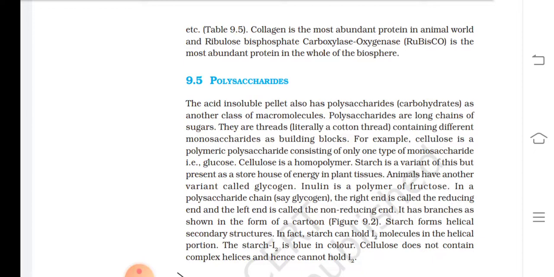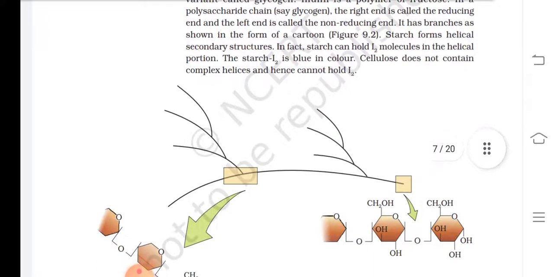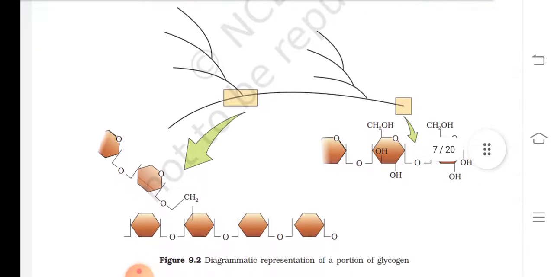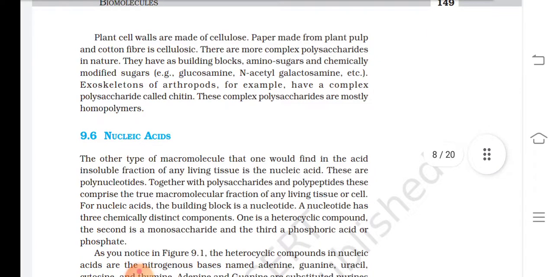Starch forms helical secondary structure. In fact, starch can hold I2 molecules in the helical portion. The starch-I2 complex is blue in color. Cellulose does not contain complex helices and hence cannot hold I2. Plant cell walls are made up of cellulose. Paper made from plant pulp and cotton fiber is cellulosic.